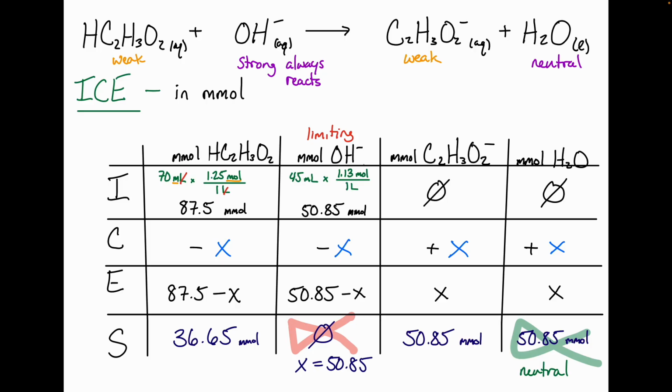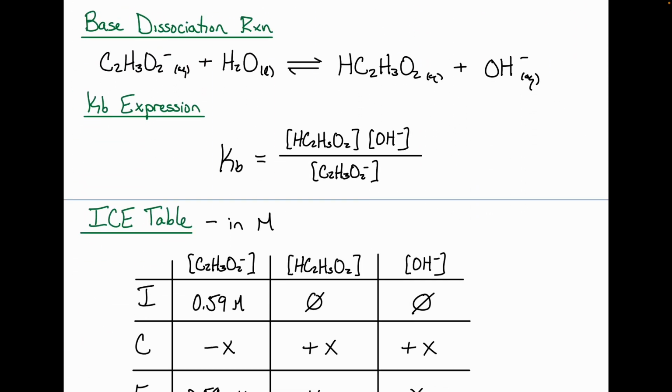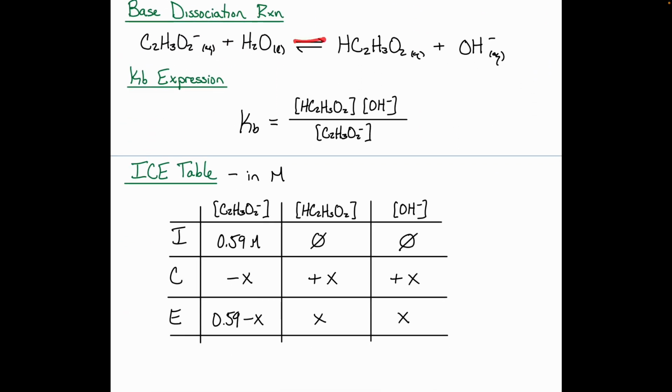But how we were approaching it was very different in this previous way, because we said, all right, this reaction goes all the way to completion, so I'm going to look at what my limiting reactant is. That tells me what my value of x is. In this one here, this is not a reaction that goes all the way to completion. This is an equilibrium problem here.